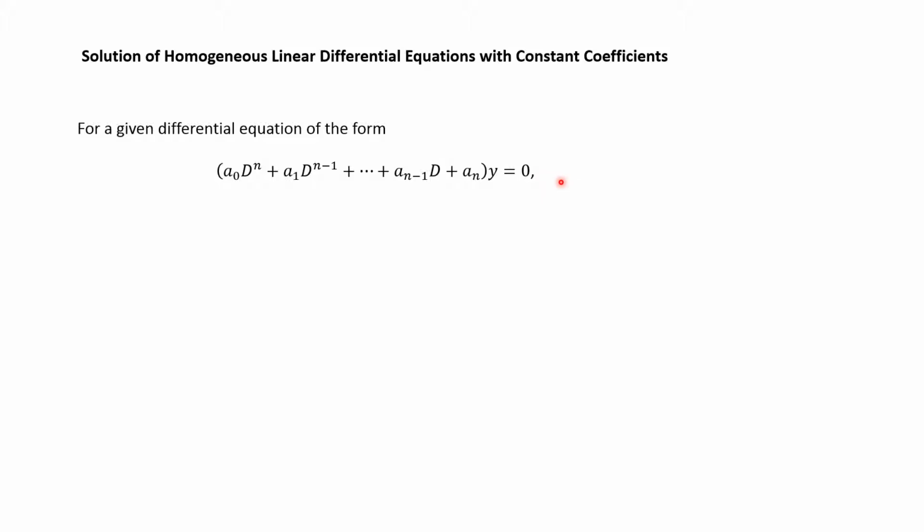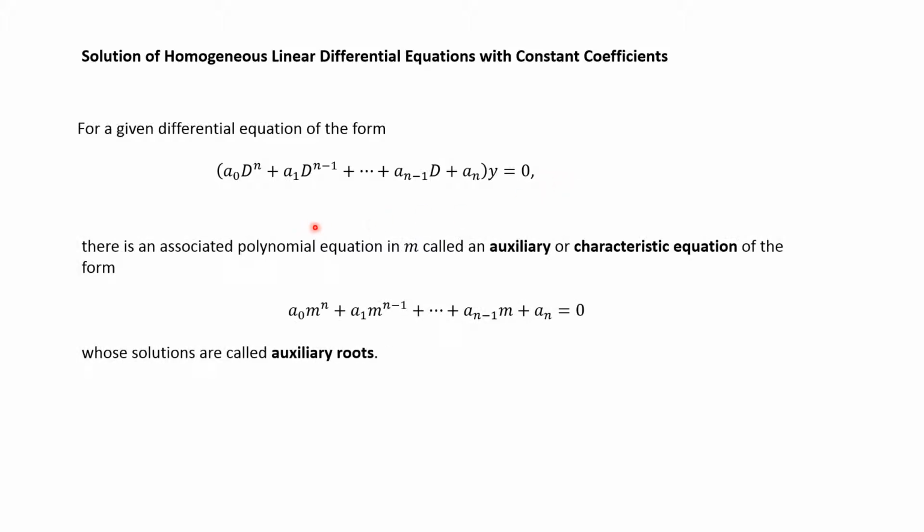Now we go to the solution of homogeneous linear differential equations with constant coefficients. For a given differential equation of this form, a0 D^n plus a1 D^(n-1) plus ... plus a(n-1) D plus an y equals 0, there is an associated polynomial equation in m called the auxiliary or characteristic equation. So look, this is the auxiliary or characteristic equation of the form.